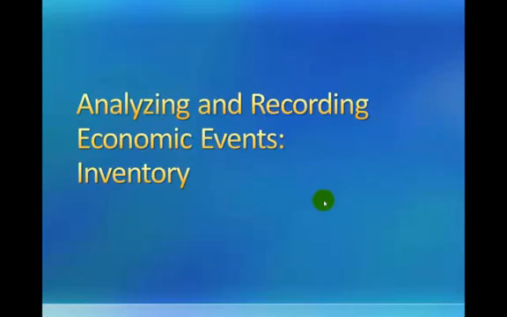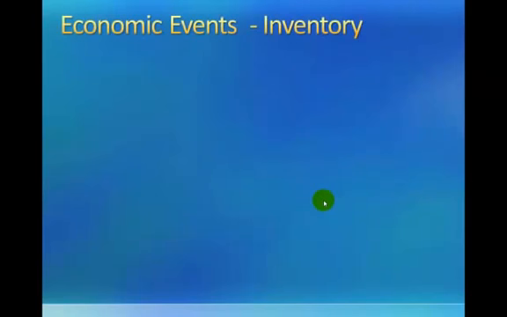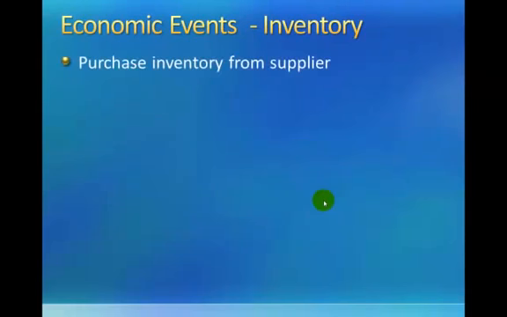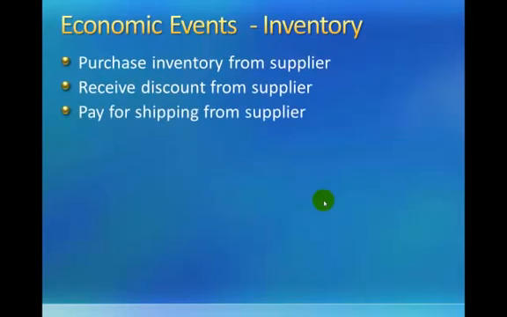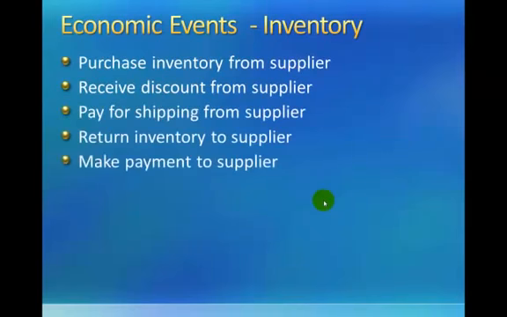Welcome to our first module on analyzing and recording economic events related to inventory. The economic events that we'll be studying in this module all relate to acquisition of inventory from the supplier. We'll first start with looking at purchasing inventory, receiving discounts, paying for shipping, returning inventory, and then making a payment to the supplier. All of these things have to do with interactions between the economic entity and the supplier.